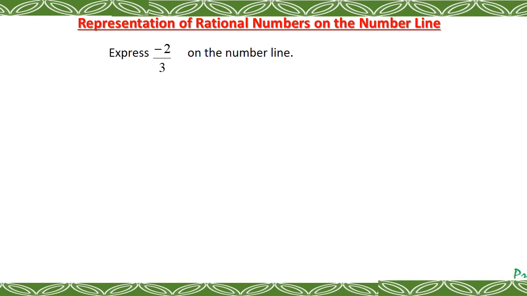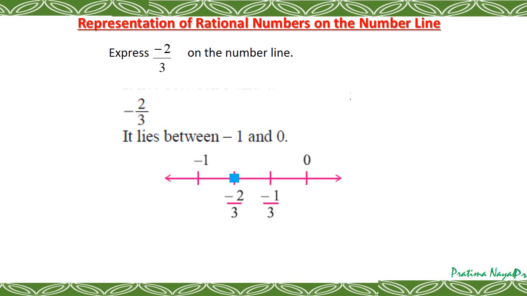Next is express -2/3 on the number line. -2/3 lies between -1 and 0. So it is left of 0, on the negative side. So we'll divide the space between 0 and -1 into 3 equal parts, because 3 is the denominator. First we'll go from 0 to the left side, -1/3, then -2/3, then -1 is -3/3. So the blue colored mark is your -2/3.